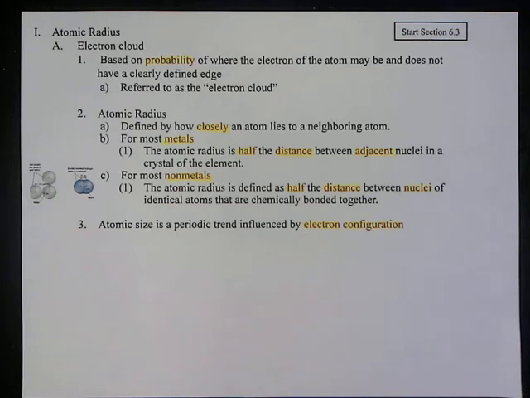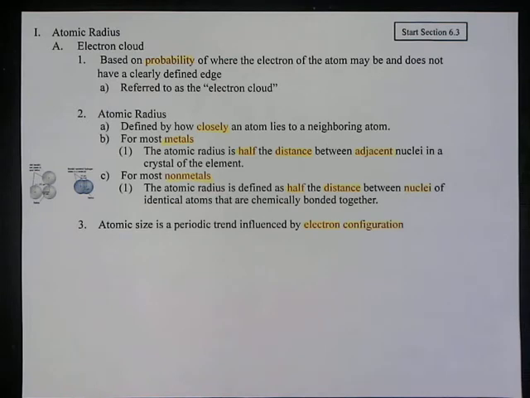Today we're going to be talking about section 6.3, which deals with periodic trends. The objectives of this lesson are to compare period and group trends of several properties and to relate period and group trends in atomic radii to electron configuration. So we start out by talking about what atomic radius is.